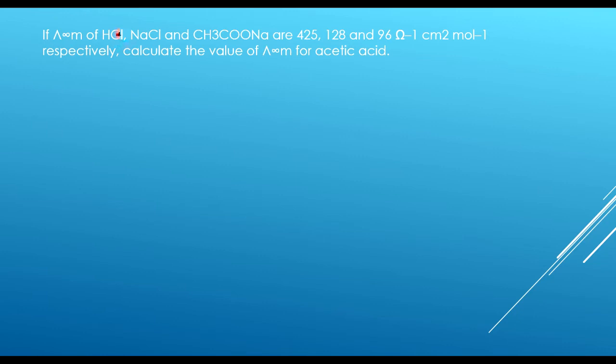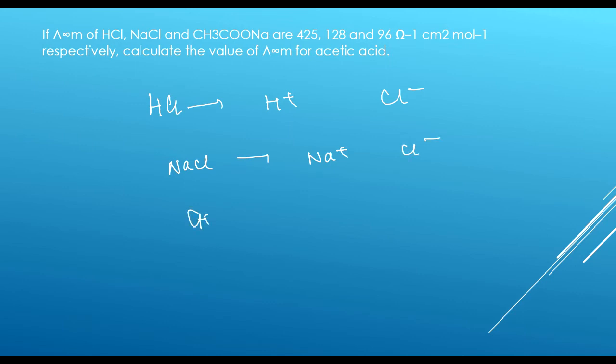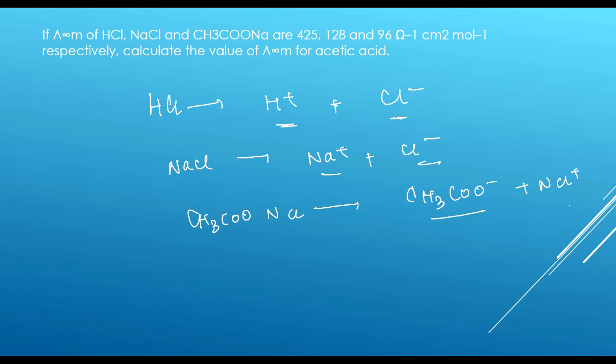So if we take the ions only, according to Kohlrausch's law, for HCl we get H plus and Cl minus. For sodium chloride we get sodium plus and Cl minus. For sodium acetate, CH3COONa, we get the ions CH3COO minus and sodium plus. Calculate the value of lambda infinity of molar conductance of acetic acid, CH3COOH.